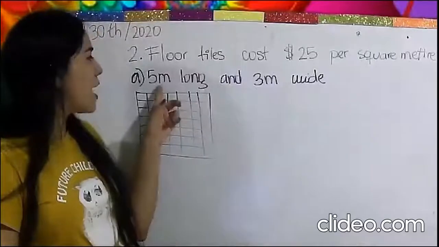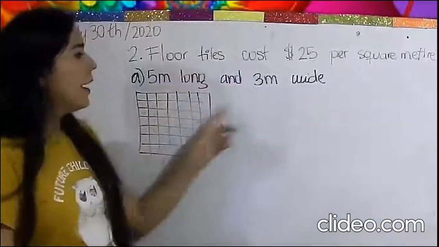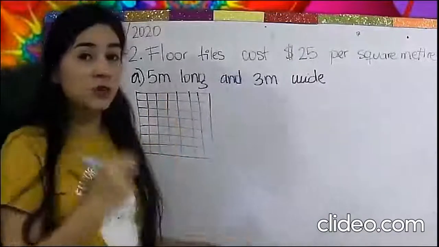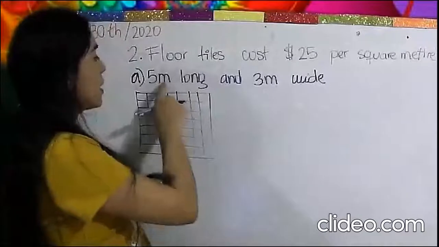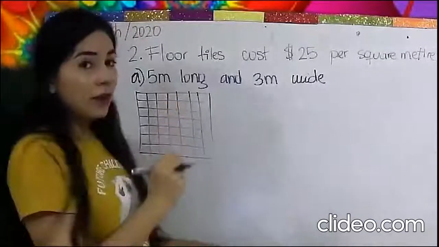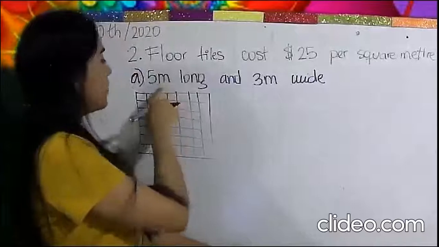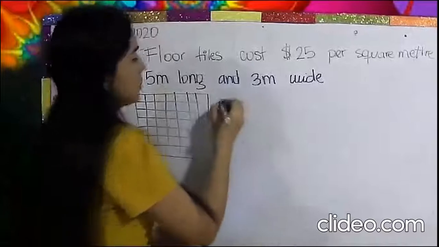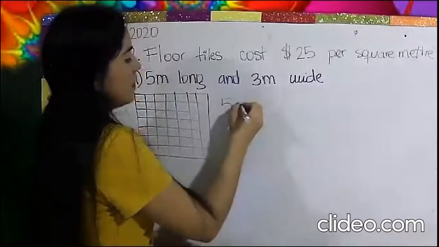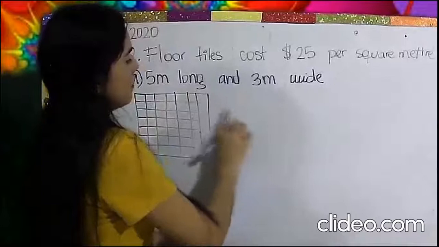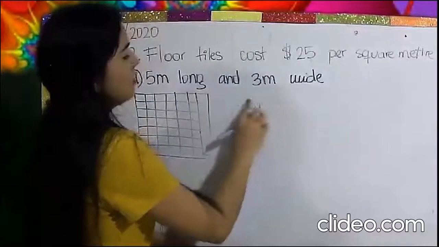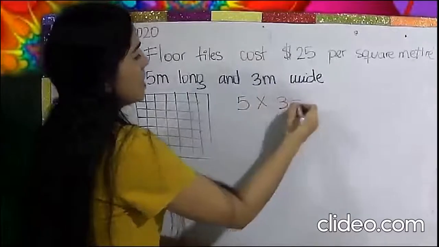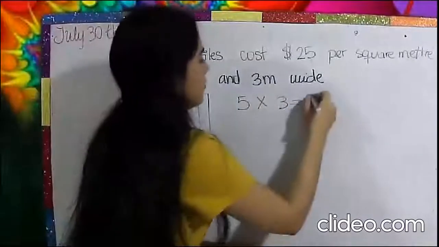I have 5 meters long and 3 meters wide. So, the first thing that you are going to do is calculate the area. How do you calculate the area? Remember, 5 by 3. Right? 5 by 3 equals 15.